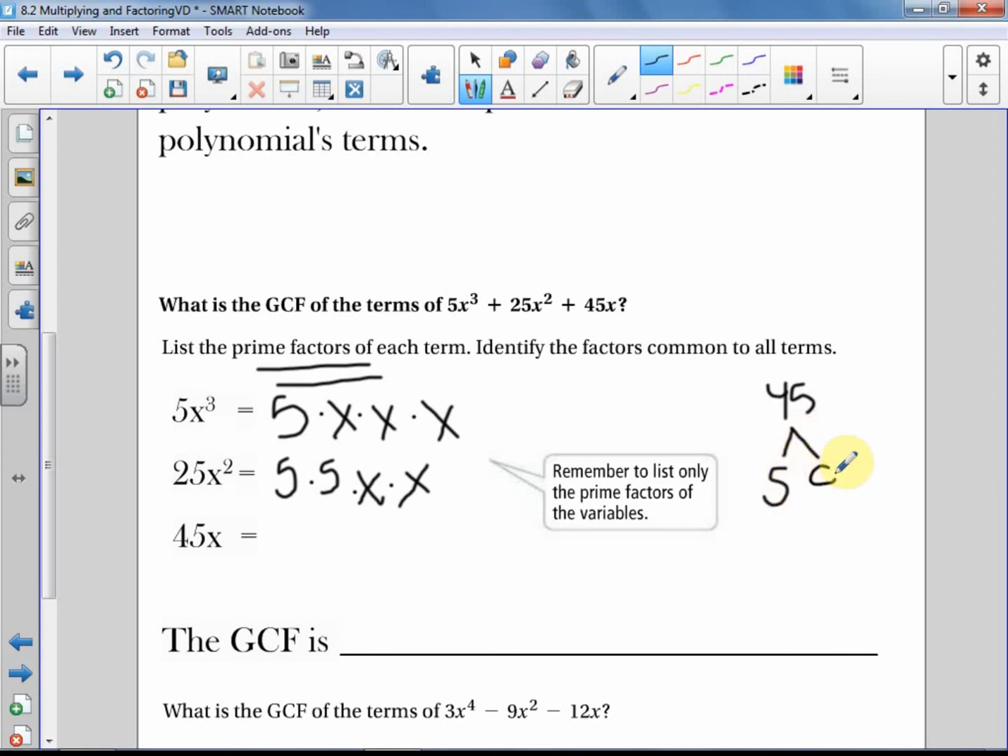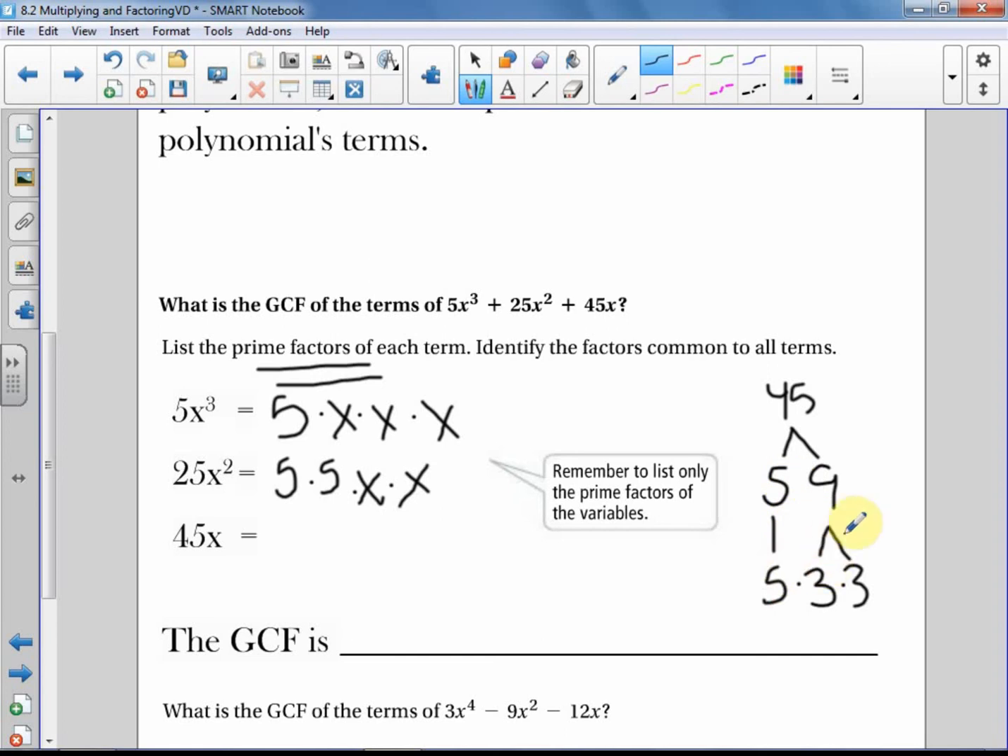5 and 9 can. 5 is a prime factor, but 9 is not. So I have to keep factoring to get prime factors. There are a couple methods to do this. The one that I predominantly use are the factor trees. You can use whatever method that you have learned in the past. So I now have prime factors. This is the prime factorization of 45.